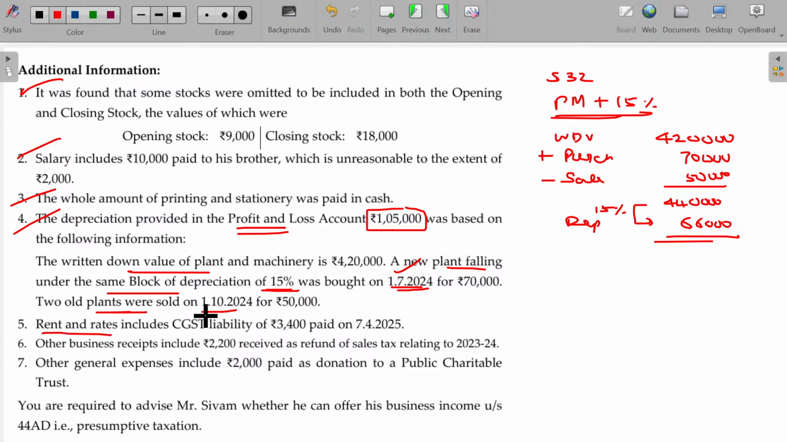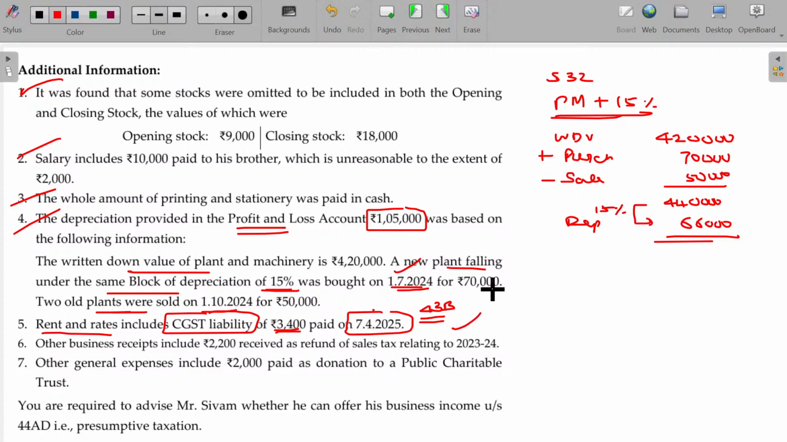Rent and rates include CGST liability of 3,400 paid on 7/4/25. So any payment to the government like taxes, duties and any other cess is subject to payment basis and can be deductible under section 43B only. Payment basis means it should be paid before the due date of filing of return of income. If no audit is required, the 31st July, else 31st October. But anyhow, it was paid only 7 days after the year end.